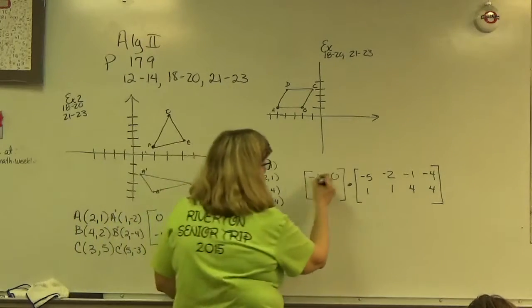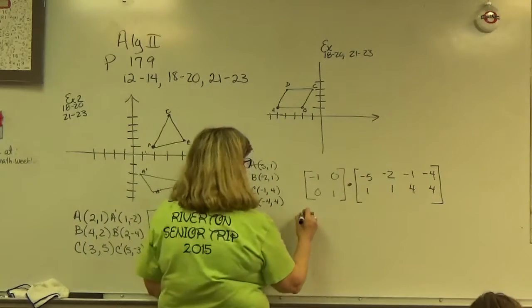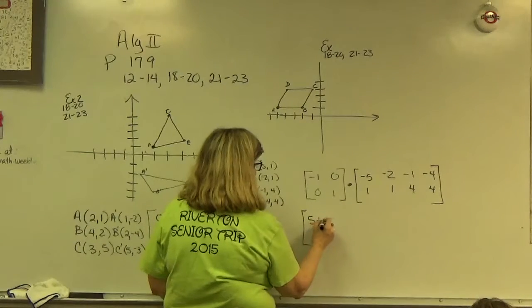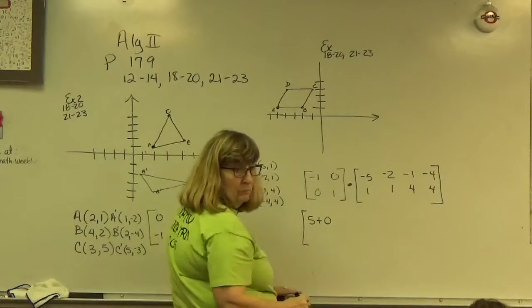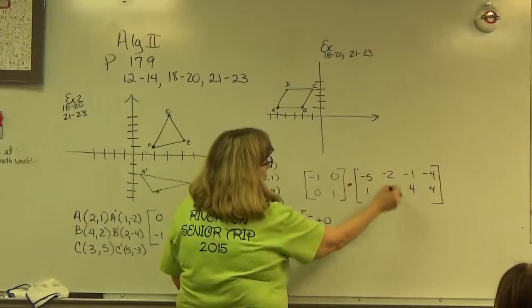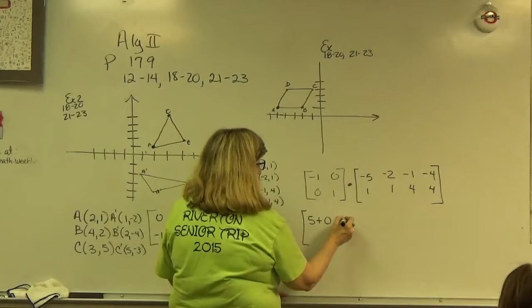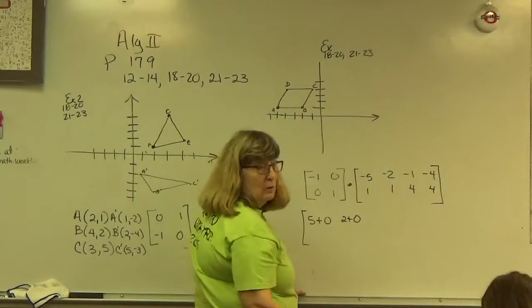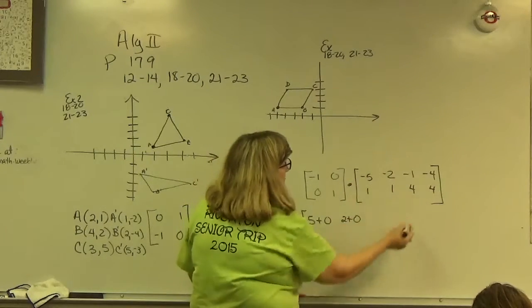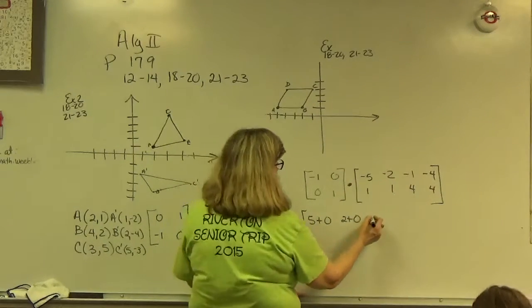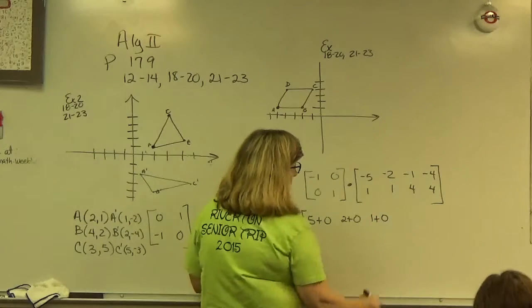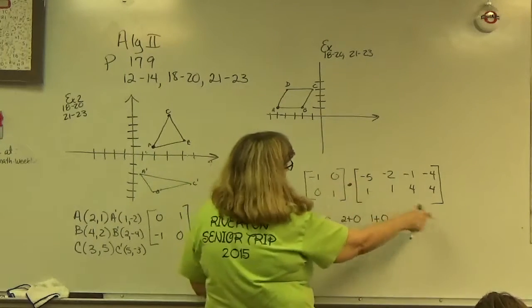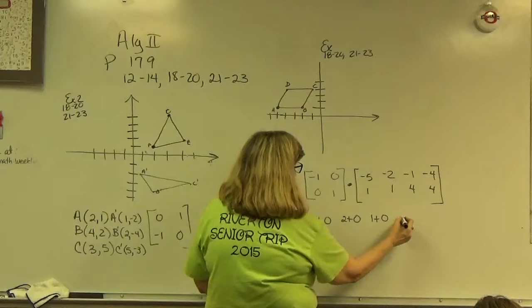I think you get to do row 1, column 1. Okay, so 5 plus 0. Marilyn, you get row 1, column 2. 2 plus 0. Riley, you get row 1, column 3. 1 plus 0. And the last one, Carissa, you get row 1, column 4. 4 plus 0.